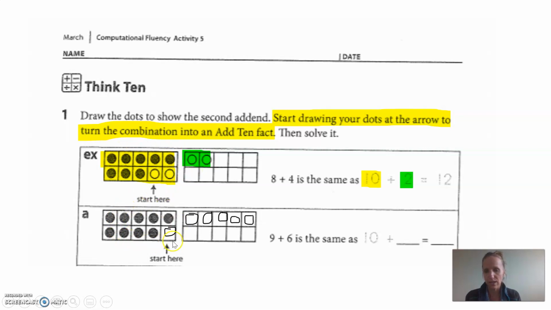Okay, second one. 9 plus 6 is the same as 10. Now I have to make sure that I draw 6 dots, and I did do that. So 9 plus 6 is the same as 10 plus 5.